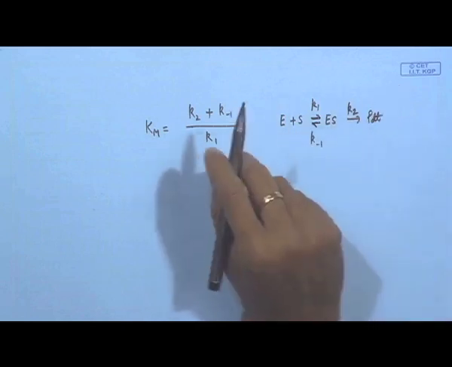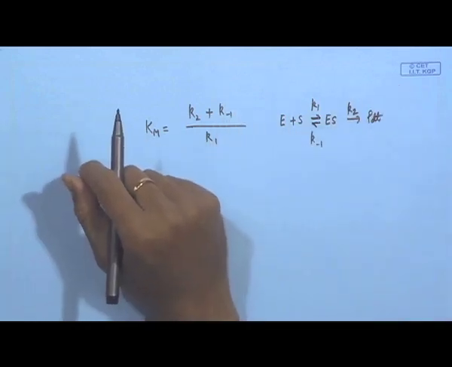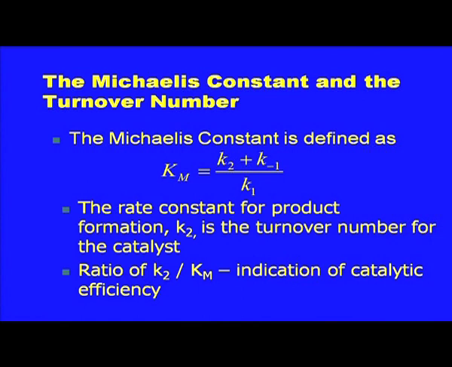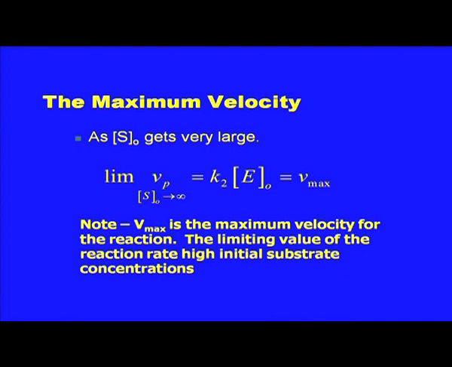Okay. Now, the rate constant for the product formation, K2, is called the turnover number for the catalyst, and the ratio of K2 by Km is called the catalytic efficiency. Okay. So, these are defined terms. Now, we can come back to the Vmax slide, that Vmax is the maximum velocity for the reaction, and the limiting value of the reaction rate at high initial substrate concentration is called the Vmax. Okay.